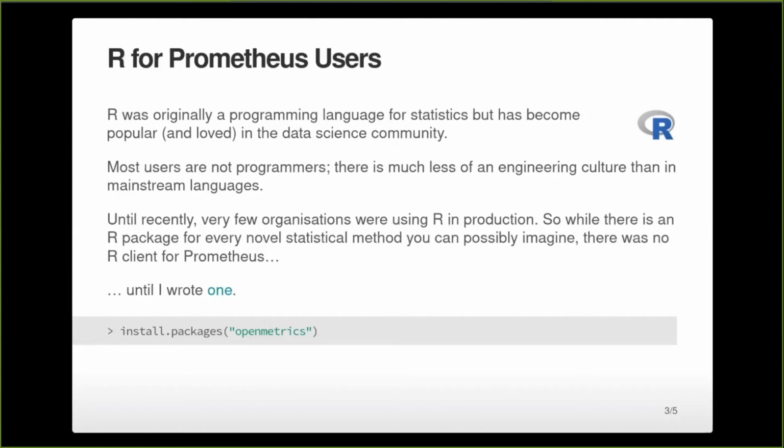But it does mean that you can basically find an R package for every statistical method you could possibly imagine. Most statistical methods, as they are published, come with accompanying R code. There's also tons of support for doing anything you can possibly imagine with LaTeX or scientific publications, but it does mean that the production-oriented packages can be lacking. And in particular, there was no R client for Prometheus until I wrote one. So if you're an R user, you can get this today. It's in the official R package repository.